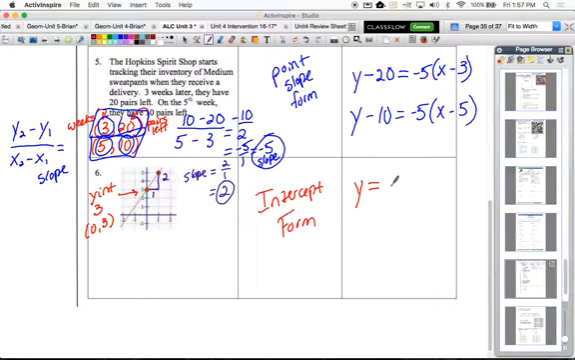So y equals mx plus b is our intercept form, m being the slope, so 2 times x, because 2 is our slope, plus b being our y-intercept. In this case, it is 3. So y equals 2x plus 3 would be the equation of the line in intercept form.